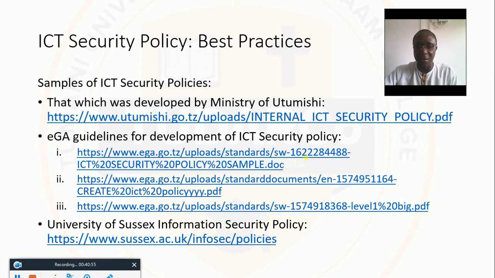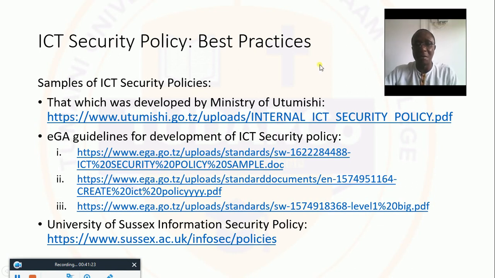They have their own guideline and guidance on how to prepare a policy. And another one, you can go to a university. I picked one university, for example, the University of Sussex, which happened to be my university where I did my master's program. You can see their ICT security policy, and it can give you a hint on how to prepare an ICT security policy.